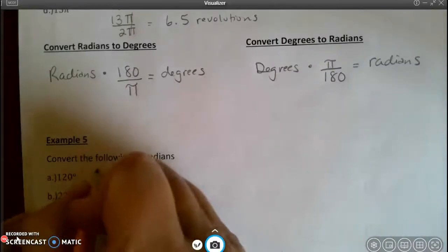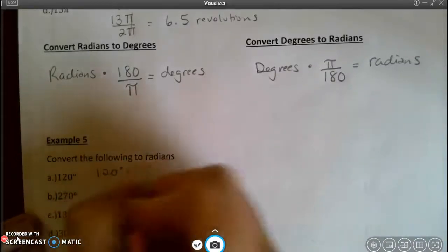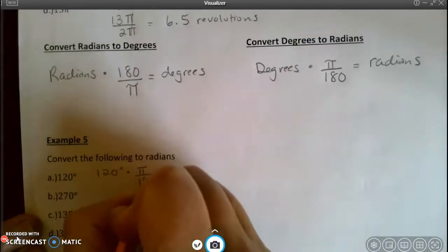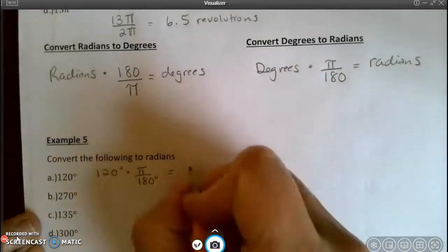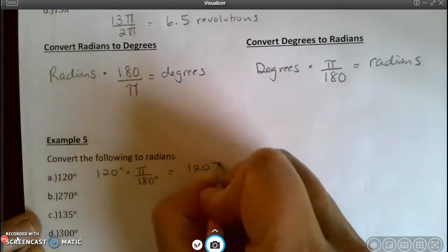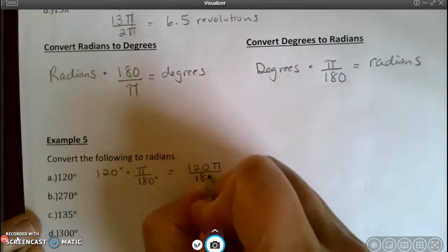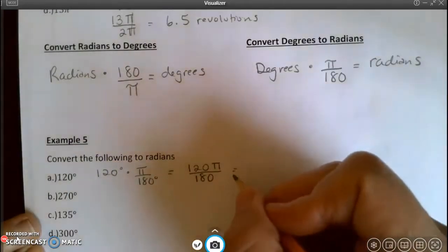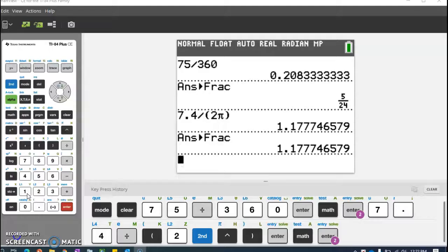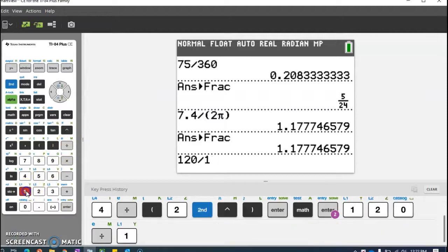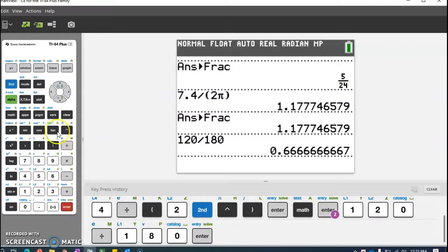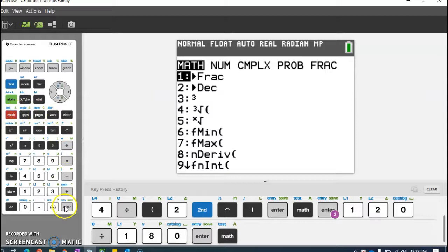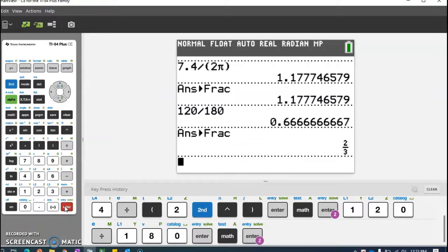We have 120 degrees. I'm going to multiply by pi divided by 180, which gives me 120 pi over 180. And I can use my calculator to simplify that. 120 divided by 180. And I'm going to go ahead and do Math, Enter, Enter. And I get 2/3.